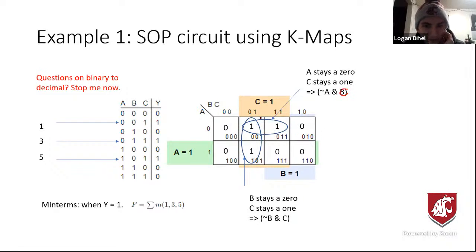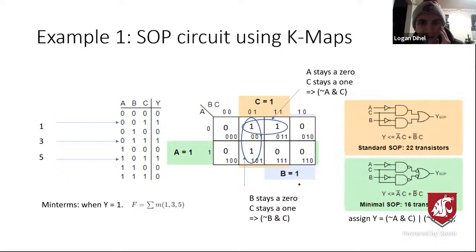And then this one right here, we see that B is always a 0 and C is always a 1. So that's the B naught and C. And then, yeah, I fixed that one. Okay, so here would be this circuit right here. If we just take the OR of that guy and that guy like this, then we get this circuit.